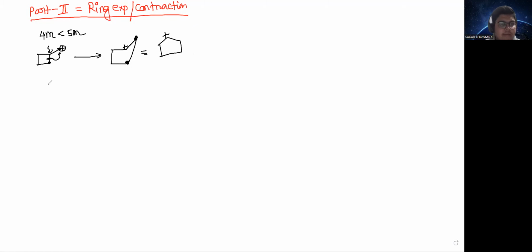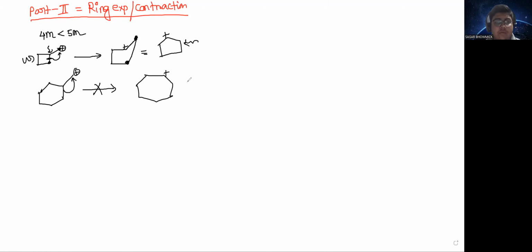Now, if I have a six-member ring with CH2 plus, will this undergo the same type of ring expansion? If the ring expansion occurs, then we will be getting a seven-member ring with positive charge, right? Here, a four-member ring gives a five-member positive, and here a six-member ring gives a seven-member positive. Will this occur? We will say no, this will not occur.